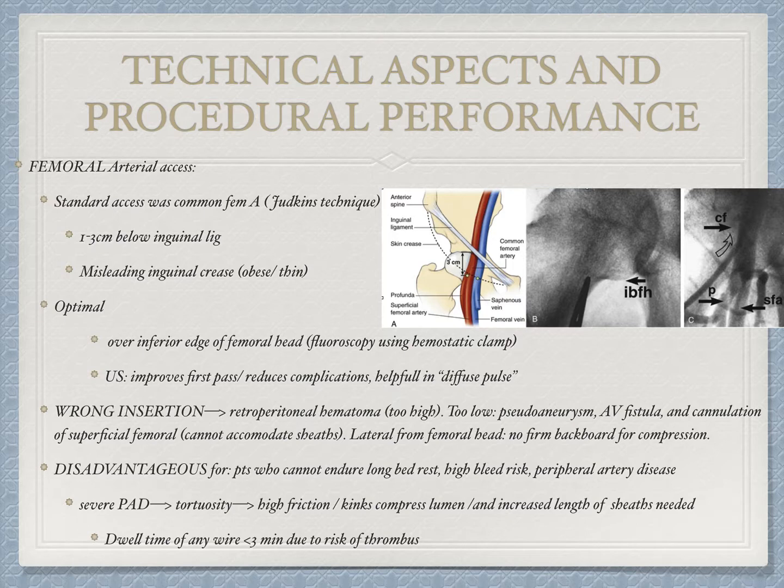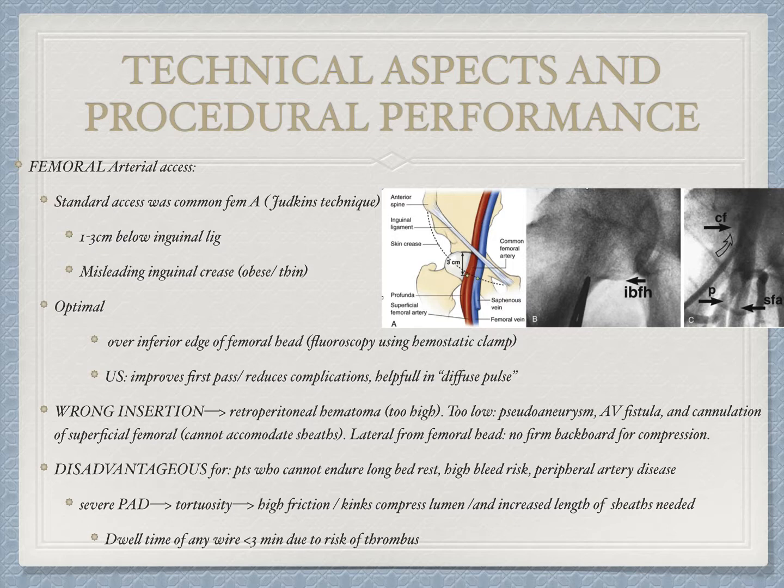In general, you should puncture 1 to 3 centimeters below the inguinal ligament, and don't be misled by patients who are very obese or very thin. So use fluoroscopic guidance or ultrasound. If you insert the catheter wrong, you will get a retroperitoneal hematoma if you are too high. Up to 0.5% of these procedures end up with this hematoma.